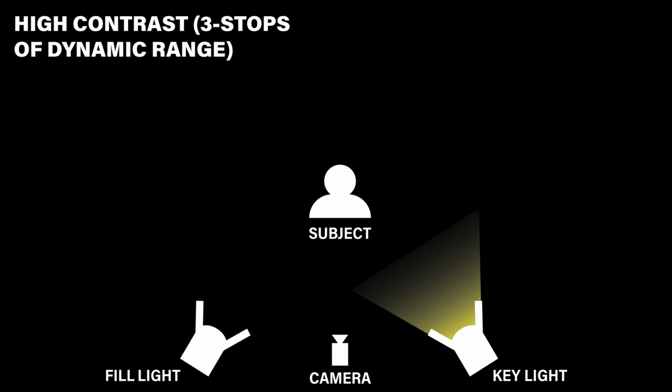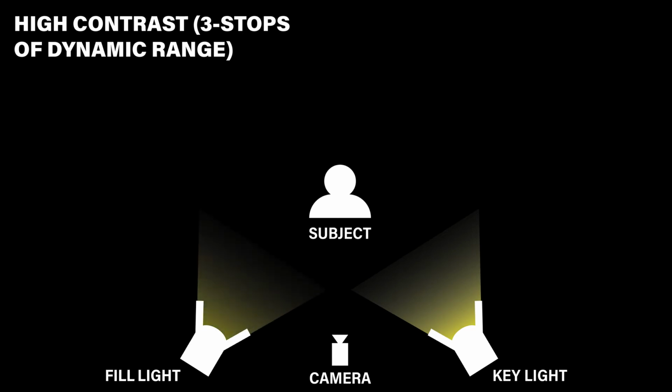3 stops is 1/8 of the amount of light from the brightest spot to the darkest, 2 stops is 1/4 the amount of light, and 1 stop will be half the amount of light. A good use of high contrast light will create a dramatic look on the subject. These 3 stops can be seen here.